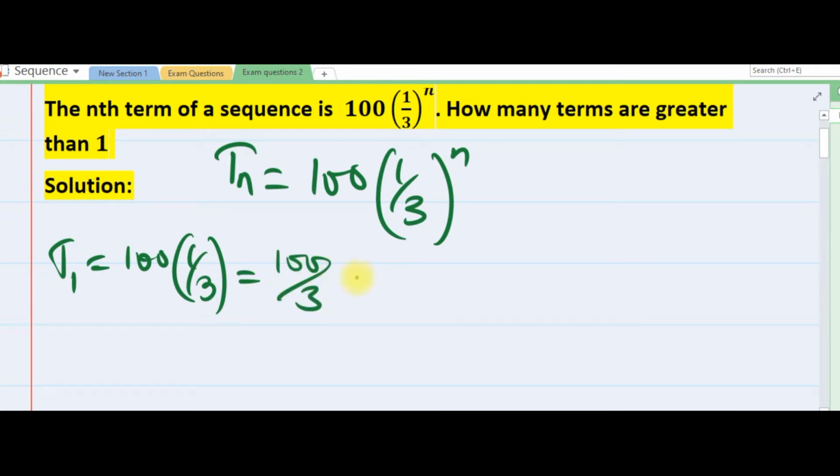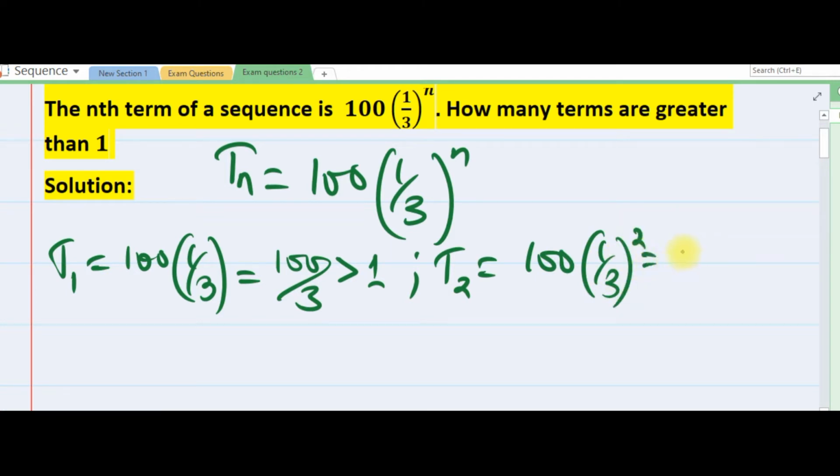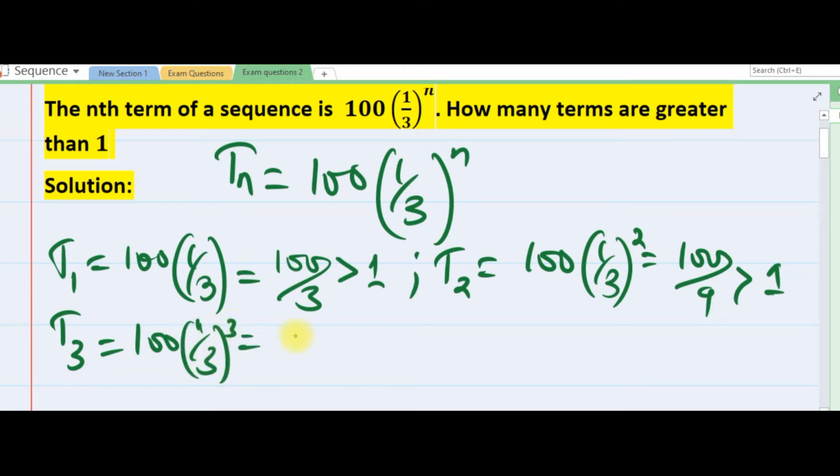And as you can see, it's greater than 1. So let's check another term. Term 2 is 100 times (1/3) squared, which is 100 over 9. I think it's greater than 1 also. So let's check term 3, which is 100 times (1/3) raised to the power 3, which is 100 over 27, which is also greater than 1.